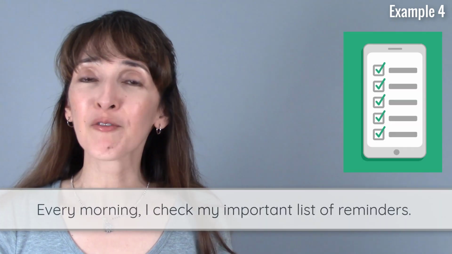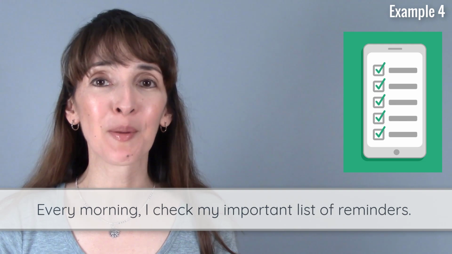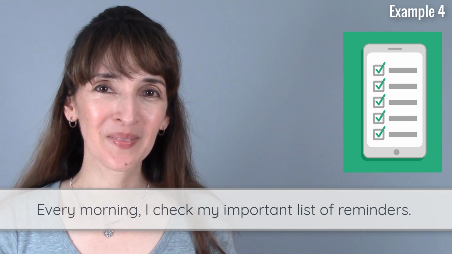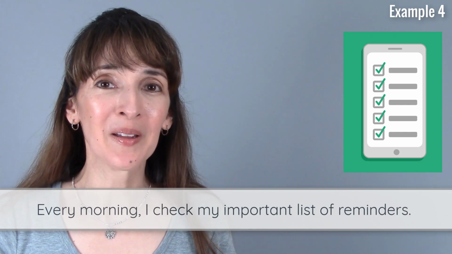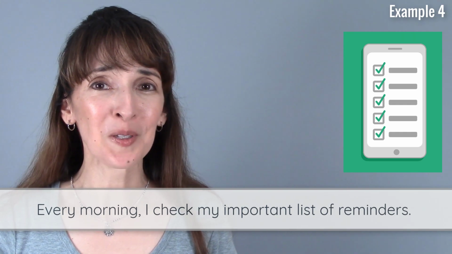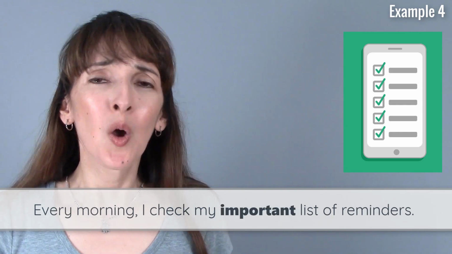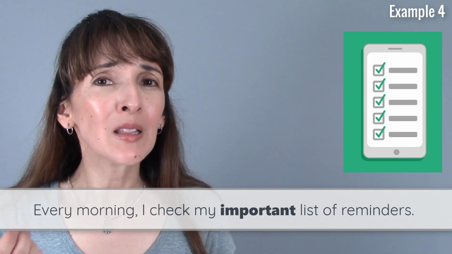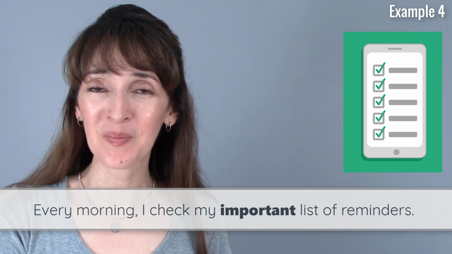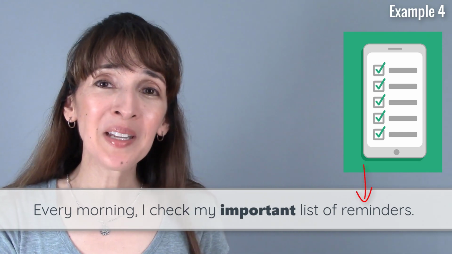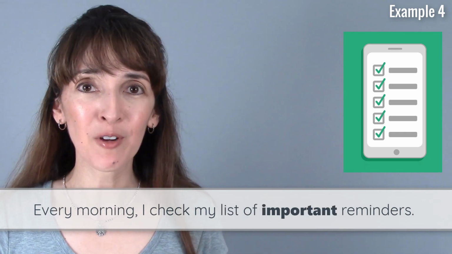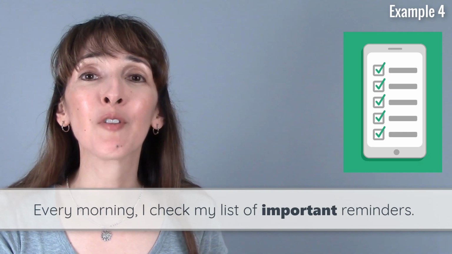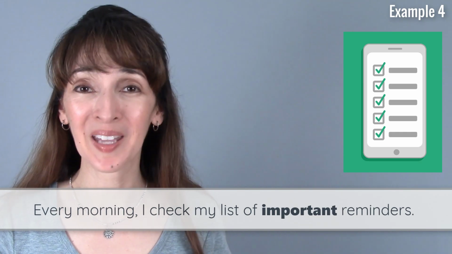Okay, let's consider the placement of adjectives. Every morning, I check my important list of reminders. Maybe the sentence makes sense already. It's not totally confusing, but it could be more accurate. What is really important, the list or the reminders? The reminders have importance. I think it would be more logical to say, every morning I check my list of important reminders. Get it?